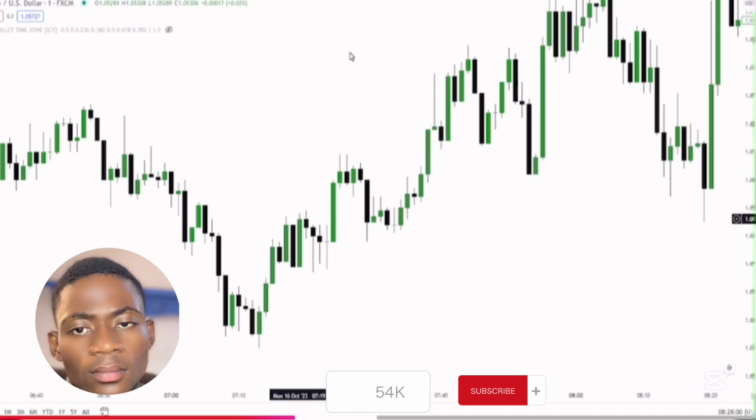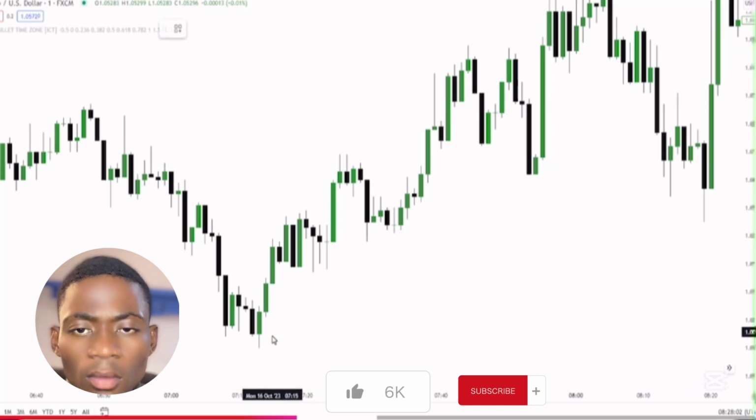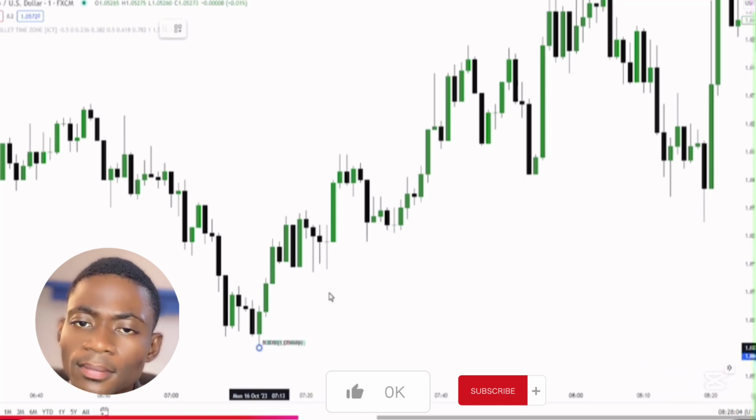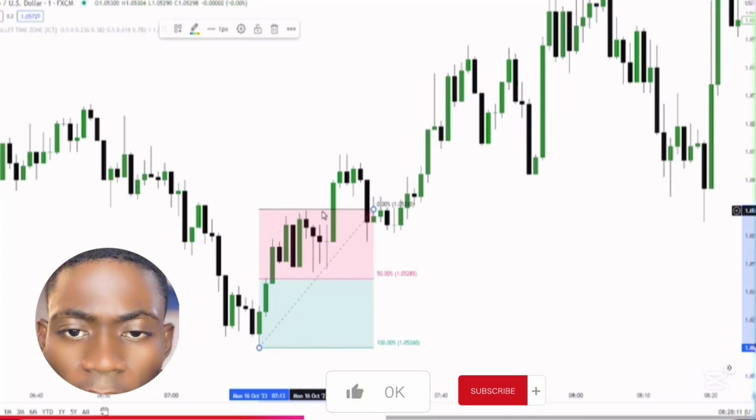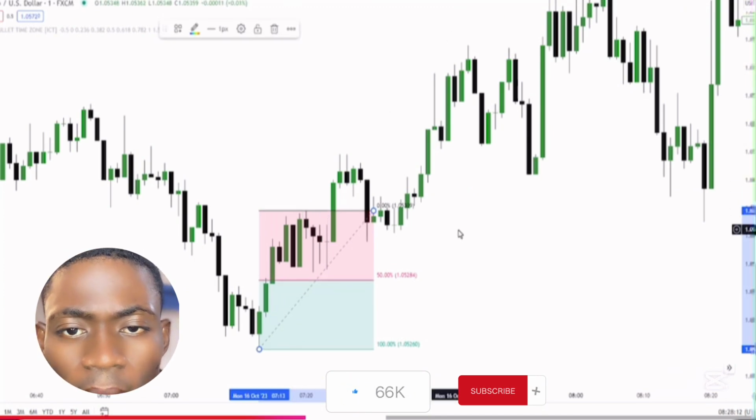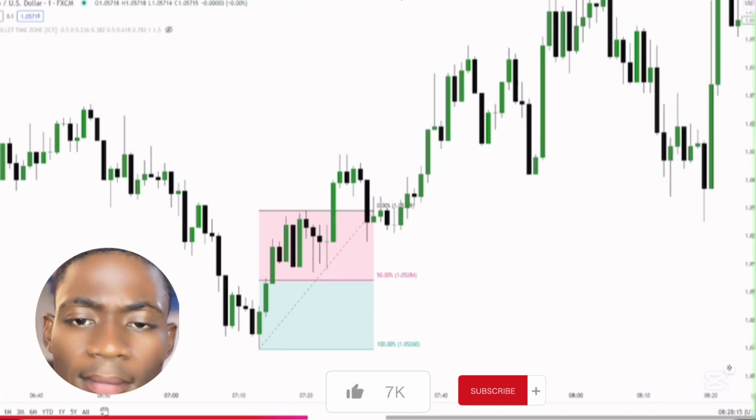So from this place, if you are using a fib level from here to this place, all right, this is a high. We have created a higher high. Let me make it more clearer. We have created a higher high in this place.